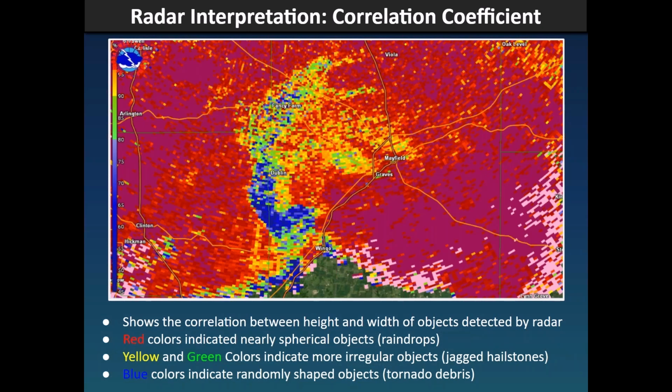But as you start getting towards yellow and green colors, that indicates more irregular shaped objects. So potentially hailstones, sometimes like sleet or graupel or any kind of frozen precipitation that has irregular shapes. Those will sometimes show up in yellow and green colors. And blue colors indicate randomly shaped objects. So in this case, tornado debris also can indicate bugs or other types of, as we call it, non-meteorological or non-weather related objects will show in these blue colors in correlation coefficients.